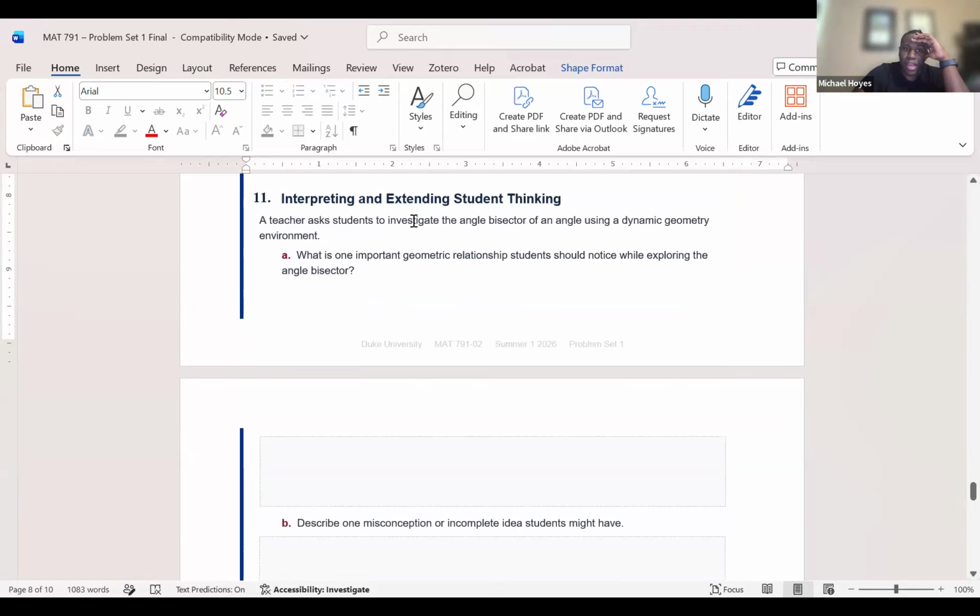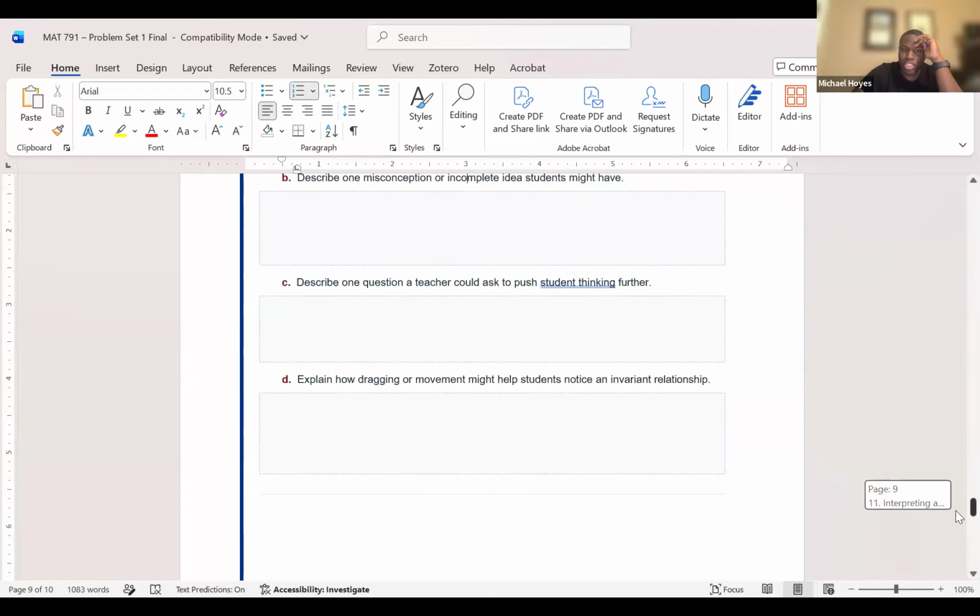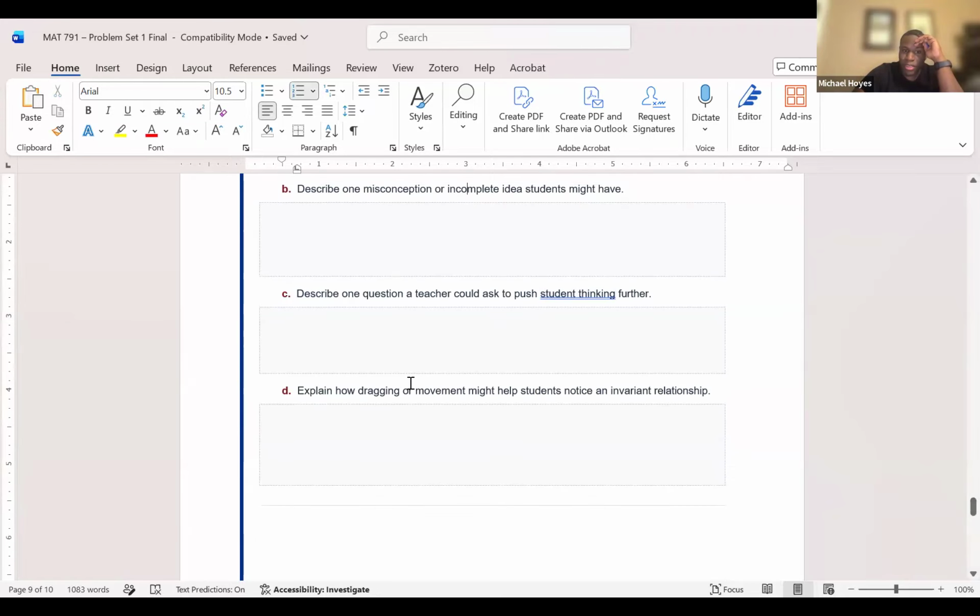And the same deal. This is more thinking about planning. If you were to plan a lesson around things, and this is starting to get into prepping for the final project, thinking about how you would plan, how you would create an activity that can dig deep into a particular geometric idea. So what's one important geometric relationship students should notice when they explore this, a misconception or incomplete idea they might get while exploring, one way you could push their thinking, how the dragging and movement, essentially utilizing a DGE, will help students recognize invariant relationships versus using static diagrams.